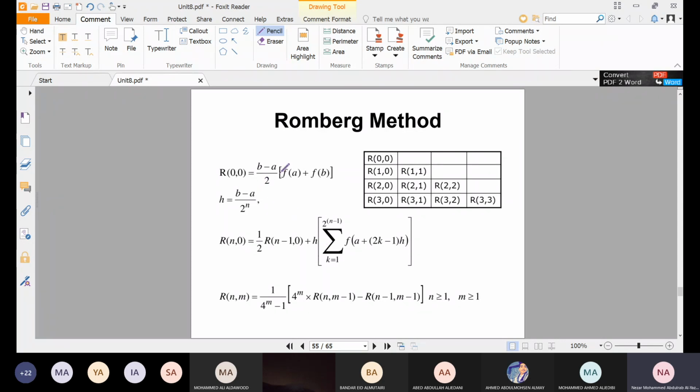So this is the recursive Romberg method. Here we have the first one, R00.